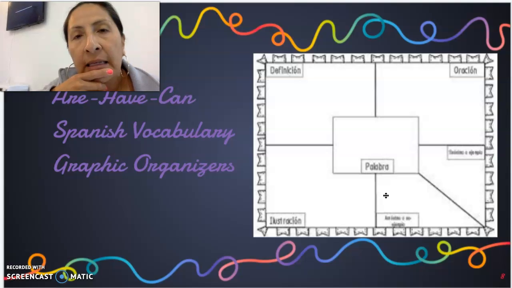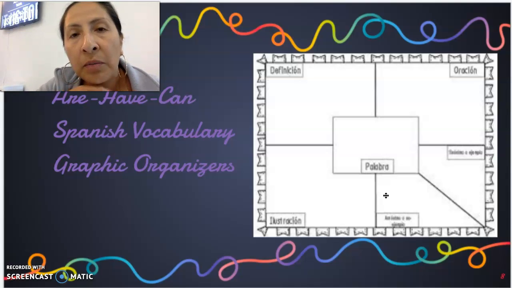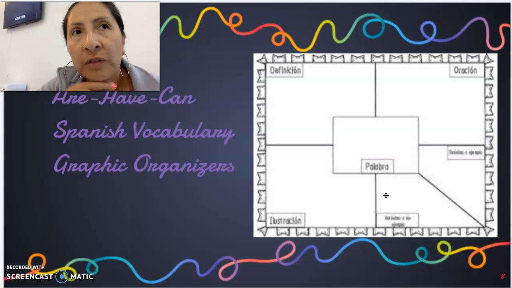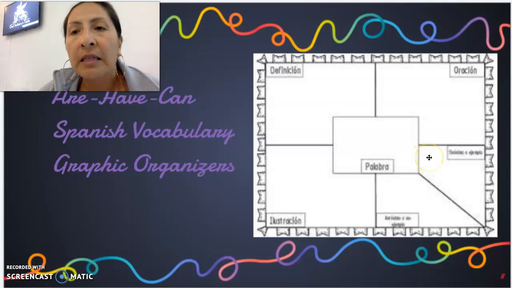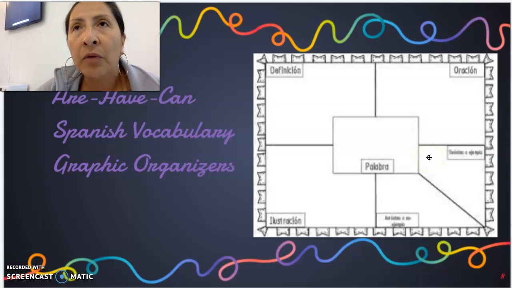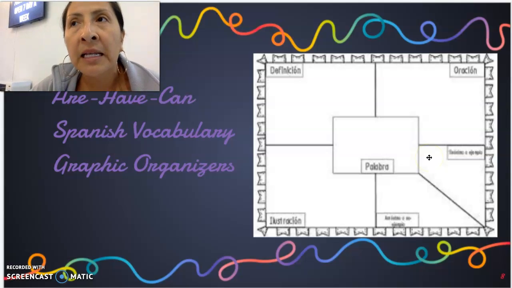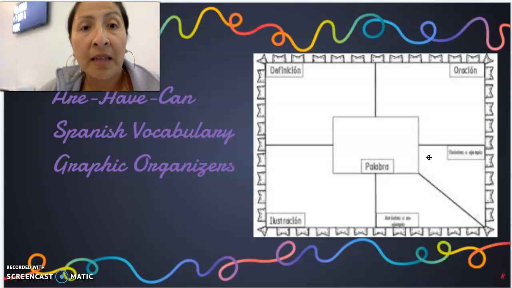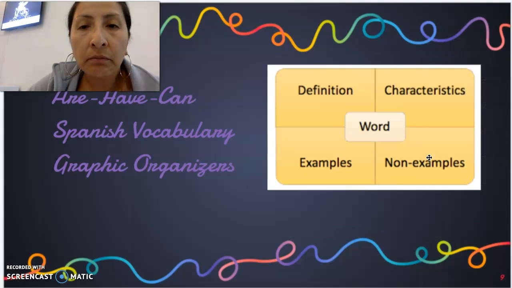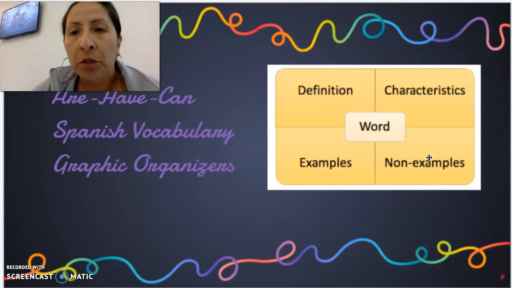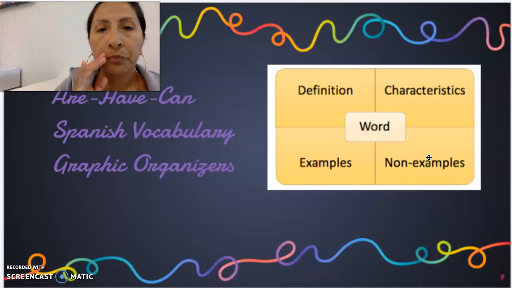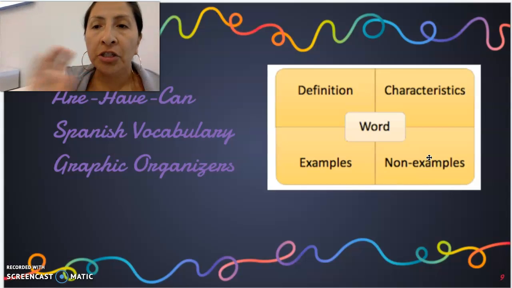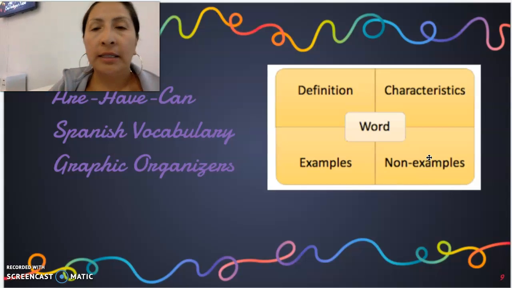but I can see them doing this for example the verb to be, which has two different definitions in Spanish. I can see this exercise being something that can really help them think through the differences in the two words that mean the same thing in English, and when they can use each one. This is very similar. It has the word in the center, and then it has the definition, characteristics, examples, and non-examples.